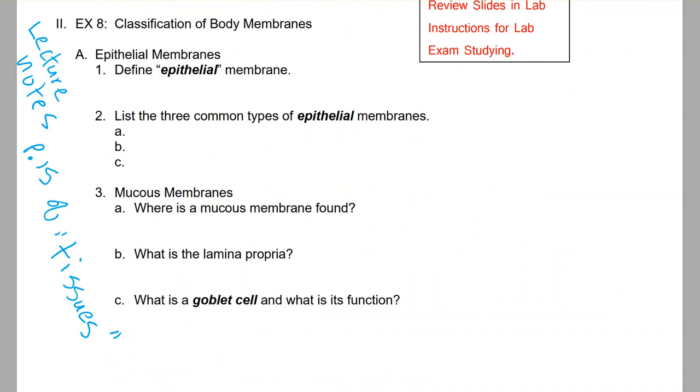The very last thing that you need to familiarize yourself with are body membranes. There's not really a lot of information in your book, but the place I want you to look for this stuff is in your lecture notes. So the tissues chapter of your lecture notes, look at page 15, and that's where you'll find information about membrane systems.